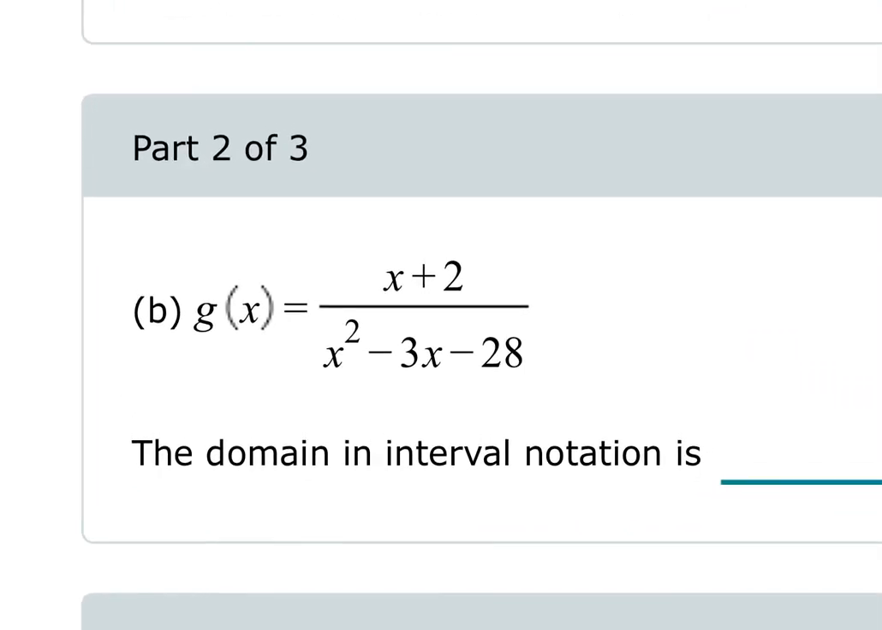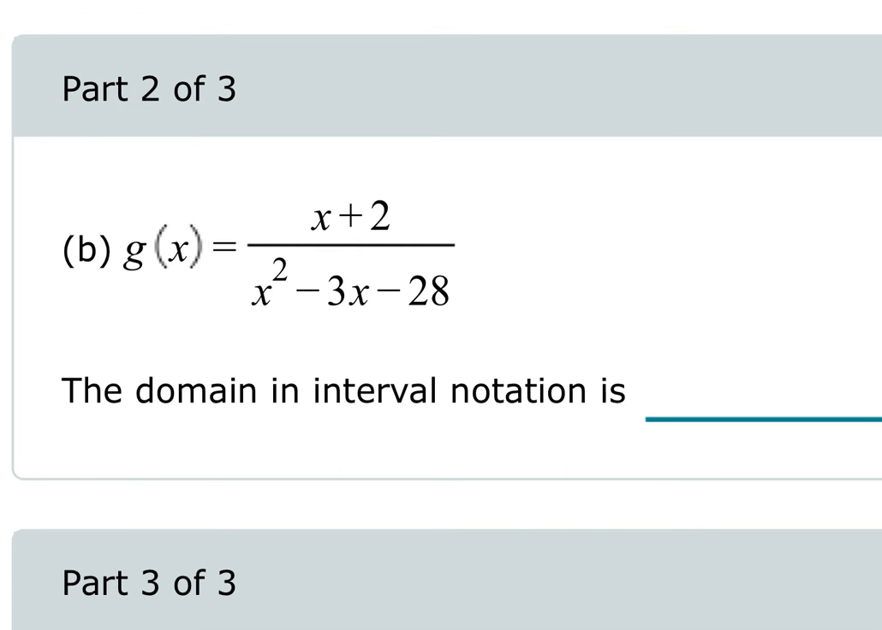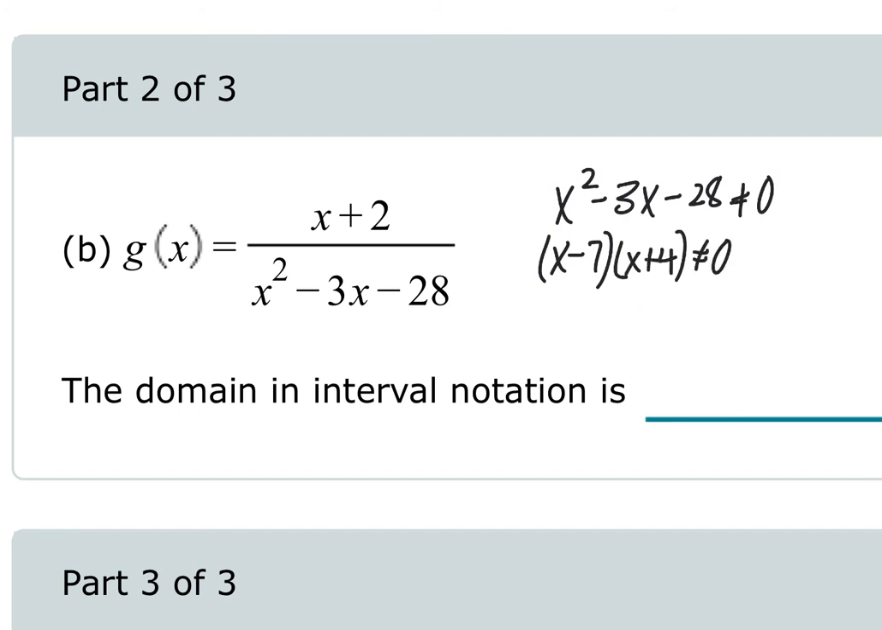Now, on part 2, you're asking yourself, what can x be? Well, there's a red flag, there's a denominator, and the denominator cannot be equal to 0. So we're not at all worried about the numerator. We're just worried about x squared minus 3x minus 28, and that denominator cannot be equal to 0. So that's a quadratic that we're going to solve. We're going to set it not equal to 0. So the factors of negative 28 that give me negative 3 are x minus 7 and x plus 4. So that means that x cannot equal 7 or negative 4.